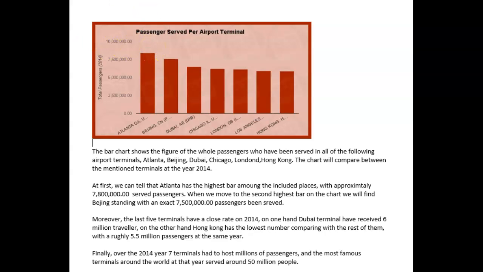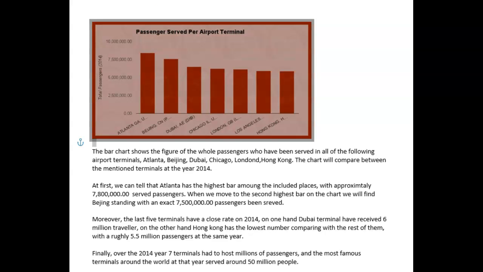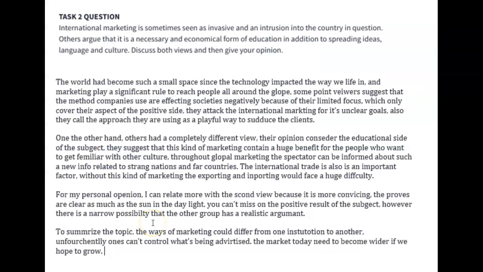We spent a lot of time on your task 1. Let's take a look at your task 2. Let's move on now to your task 2 about international marketing.